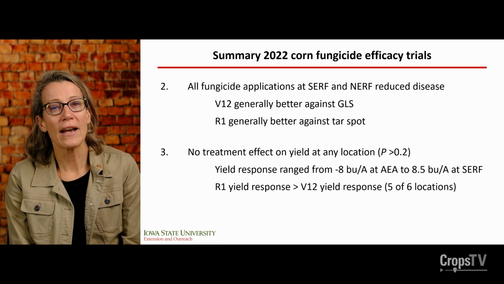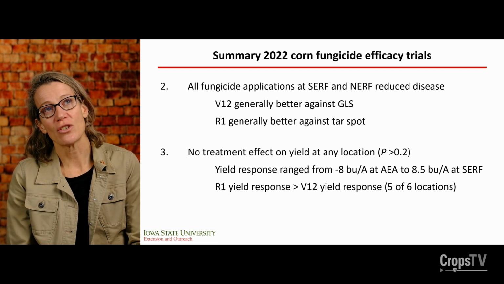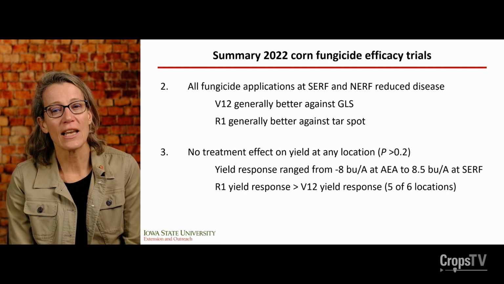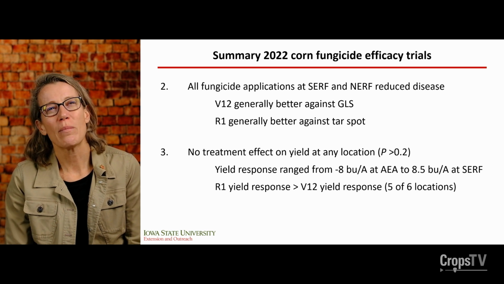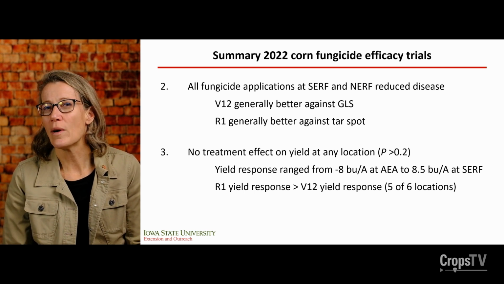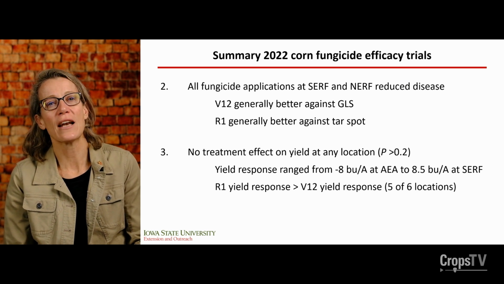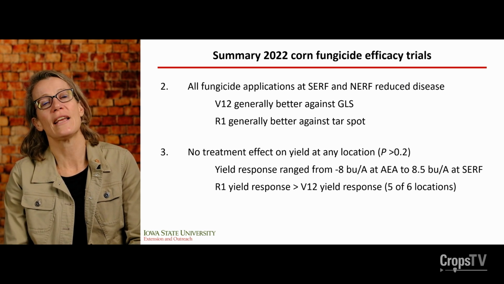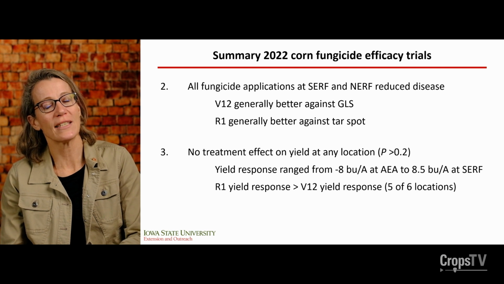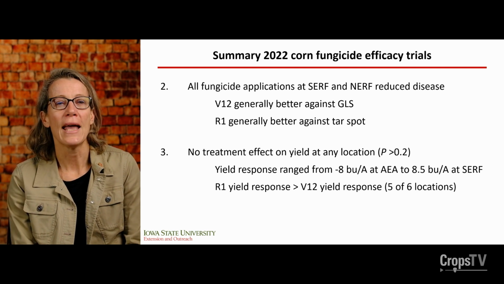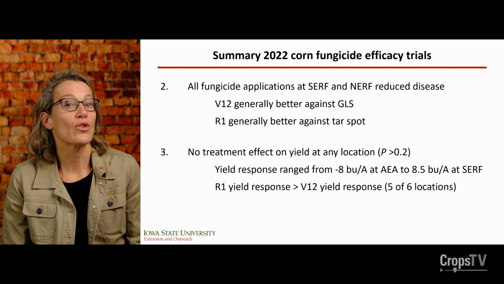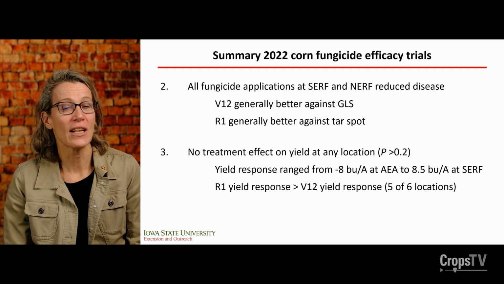Whereas at R1, the R1 applications of fungicides were generally better against tar spot, probably because tar spot doesn't always start in the lower canopy, and it can start mid-canopy. Also, R1 is around about when we see tar spot coming in. And then we saw no treatment effect on yield at any location.